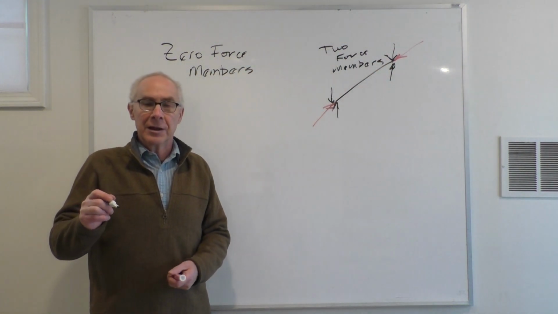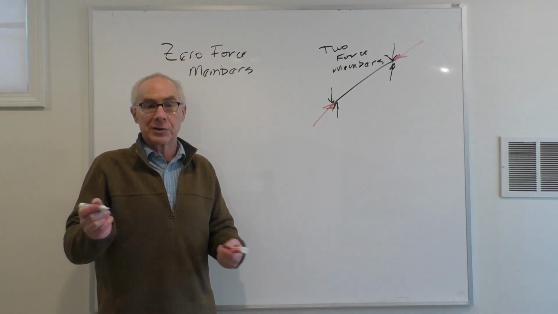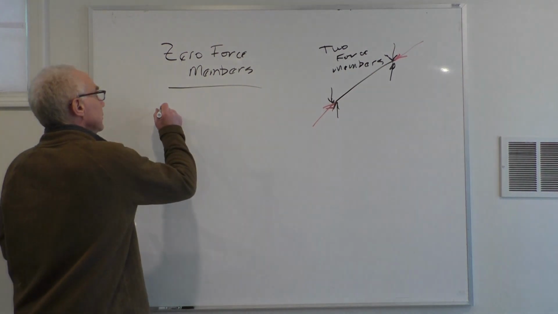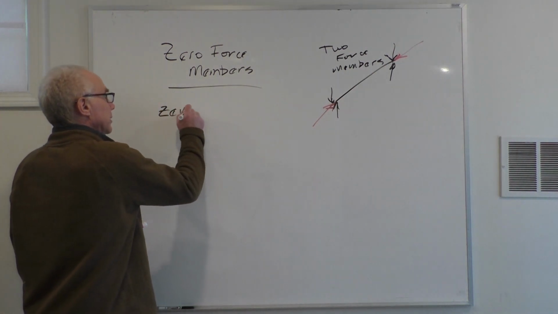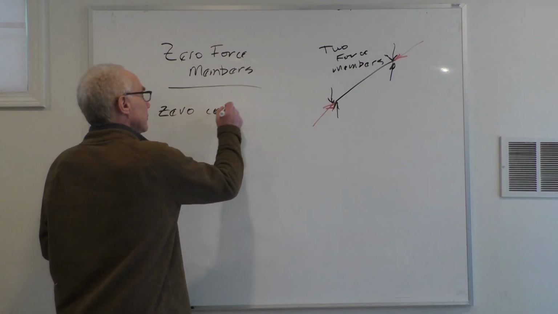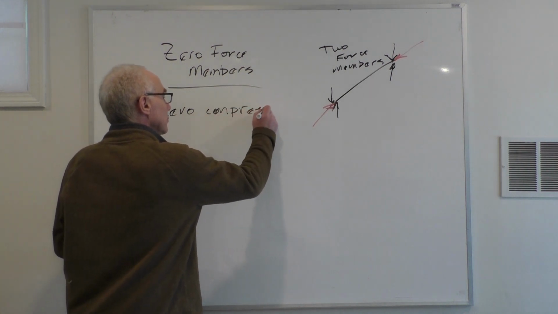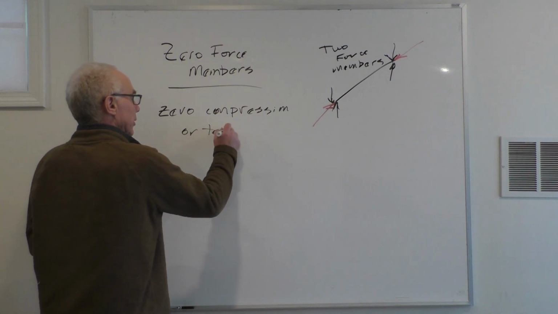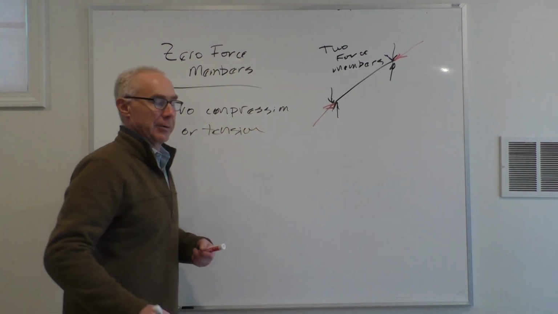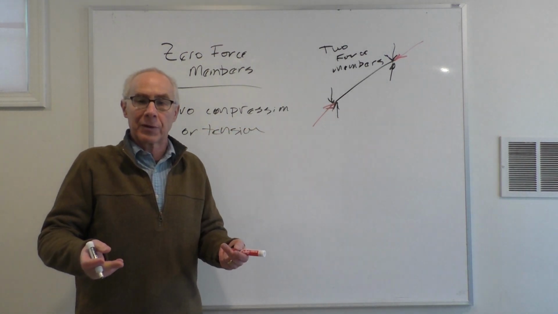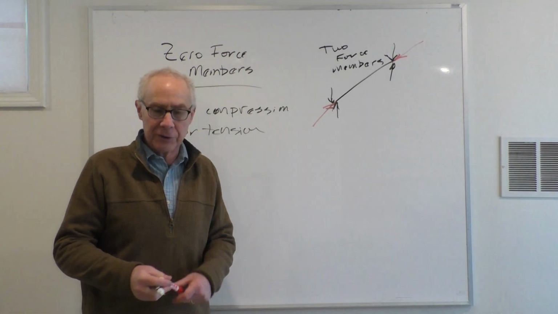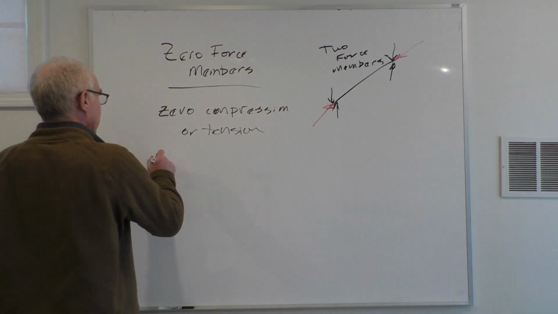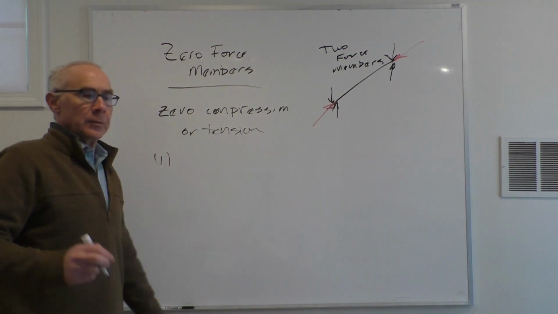Zero force members have zero compression, zero tension. Basically, they're neither in compression nor tension, so they're neither one or the other. Basically, there's no resultant force through them. And they occur in two circumstances. The first of which is if you have a joint.